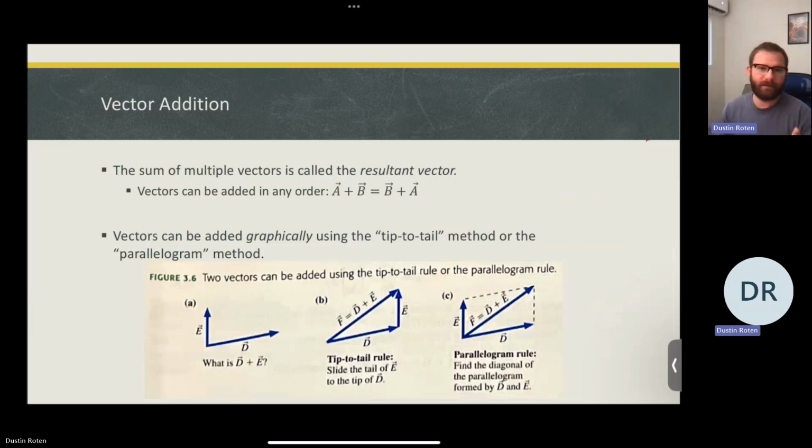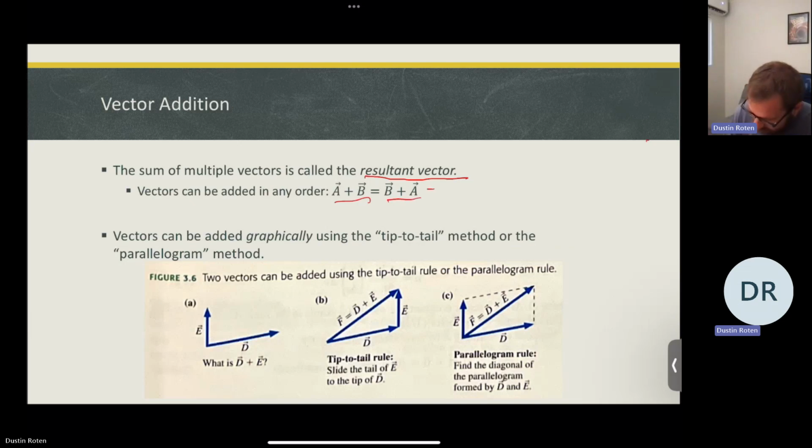Now, given that we can slide things around, that's going to make vector addition really easy. Anytime we want to add multiple vectors together, the big vector at the end that we come out with is just called the resultant vector. We can also add these vectors in any order we want. If we have two vectors A and B, we can add A plus B or B plus A. Even if we had a third vector, like plus C, we could do C plus B plus A or C plus A plus B.